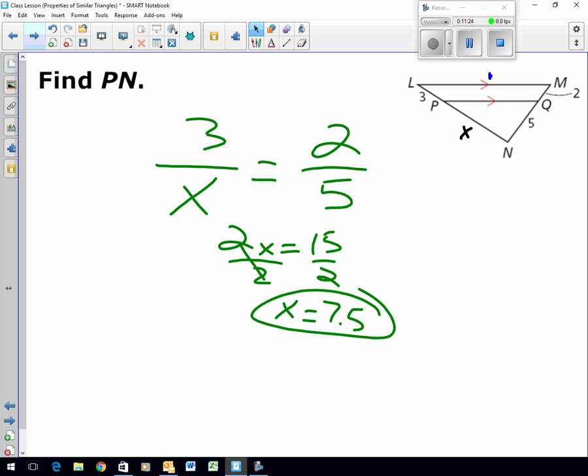So, see what I'm saying? The hardest part isn't cross multiplying. Hopefully we're at that stage yet, right? The hardest part is just setting up our proportion. That's the part that we got. That's the lesson. That's the learning that's got to take place.